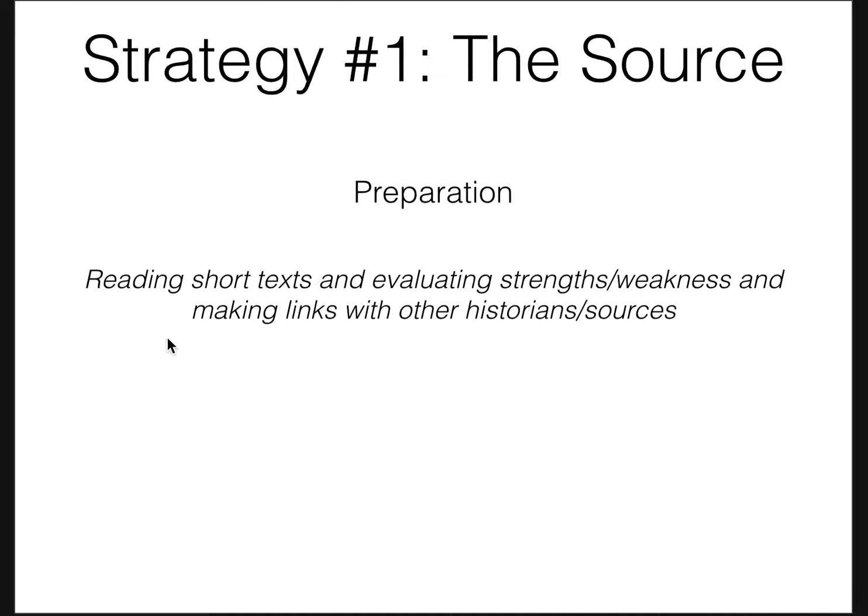Here are a couple of things that I'd suggest you at least have to do to develop some confidence for this. And the first is, I would suggest that you need to be constantly reading short texts about history and historiography and evaluating their strengths and weaknesses. Okay, so number one. And also in that process, I'd be thinking about, when you read those short texts, try to make some links with other historians. So part of your preparation might simply be, take an old exam, look at the source and the question, and think about how you'd actually go about responding to it.